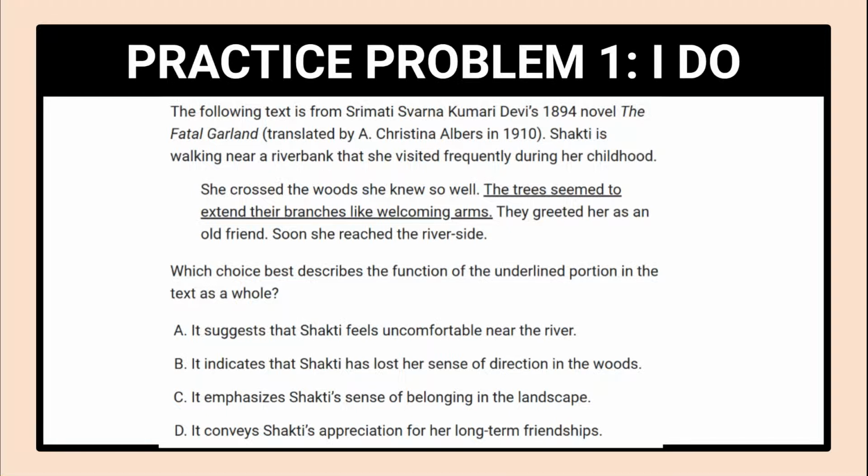If I'm looking at the text, it says extending their branches like welcoming arms. The term welcoming here, in that underlined section, corresponds with C because it talks about her sense of belonging in the landscape. The trees are a part of the landscape, and her sense of belonging can be seen when they're extending their branches like welcoming arms. So this is how her belonging is emphasized in the context of this question.